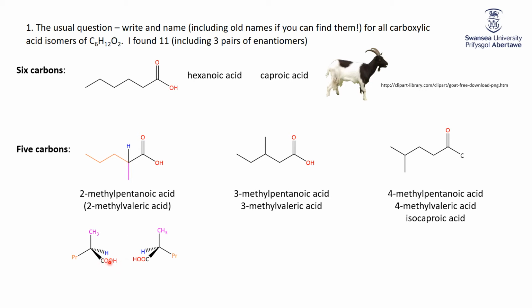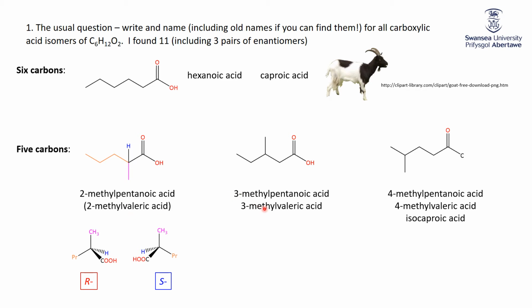Assigning priority here. Obviously, carbon with 3 oxygens on it is better than a carbon with 2 hydrogens and a carbon, and that's better than a carbon with 3 hydrogens. So the acid group, priority 1, propyl, priority 2, methyl, priority 3. So this one here, we're going 1, 2, 3 clockwise, which makes that the R. And this one here, we're going 1, 2, 3 anti-clockwise, which makes that one the S.